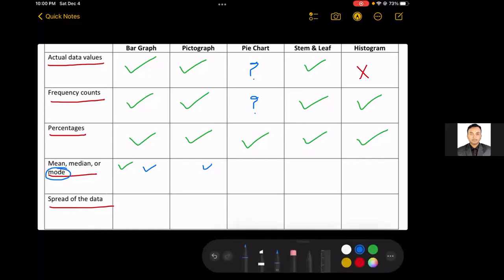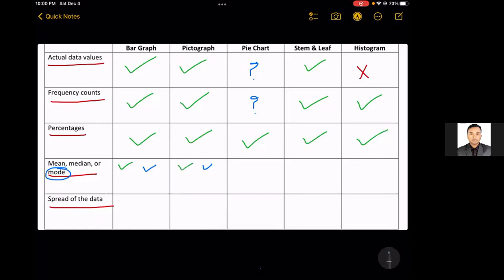And once again, if we have a discrete data set, we can calculate all three, because it's whole numbers. It's pretty straightforward to calculate the mean and median if we know all the numbers, because it's discrete. It's whole numbers. It's pretty straightforward.